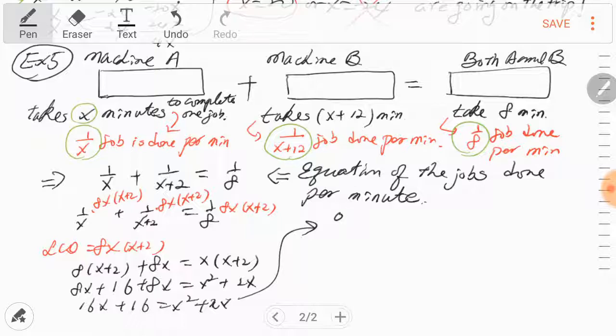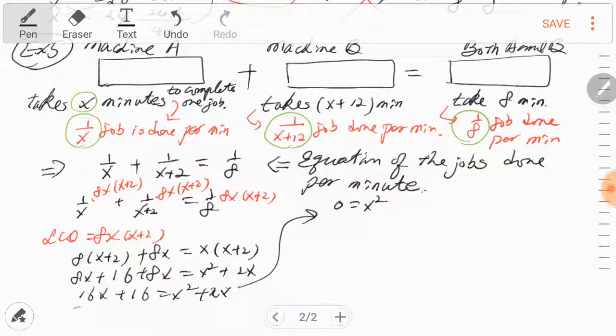Then move all the terms to the right, then x squared. Minus 16x each side. Then minus 14x. And minus 16 each side, so minus 16. Then 0 is equal to, okay, so let's find the combination. x times x, 16 is 2 times 8. Wait a minute, let me check on this.